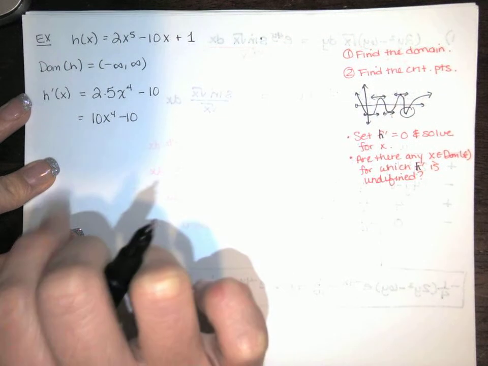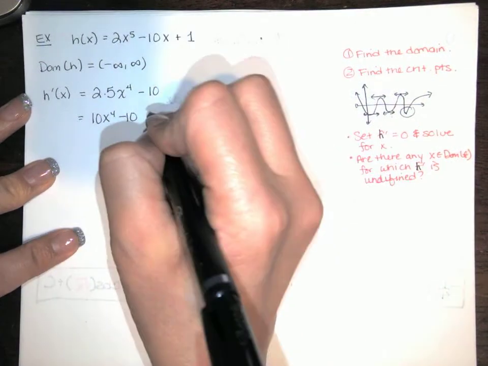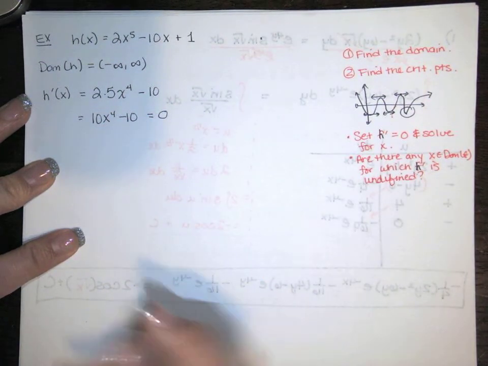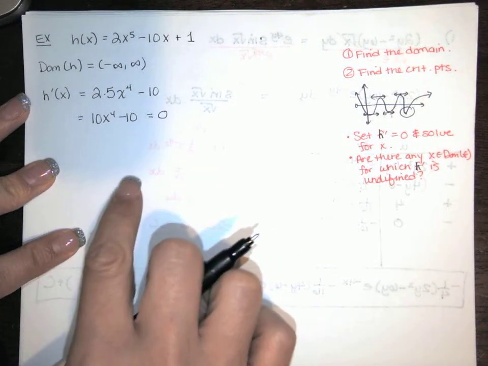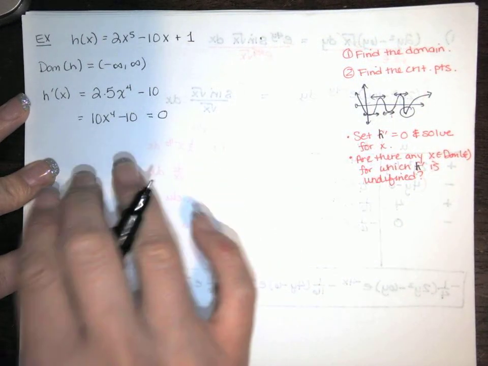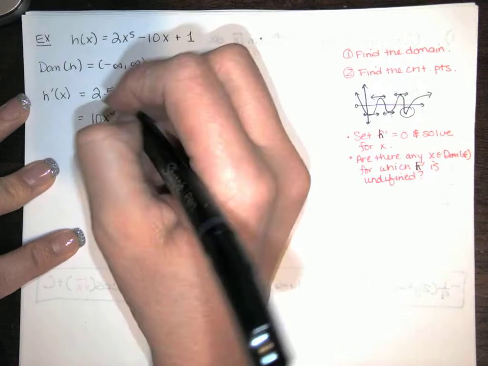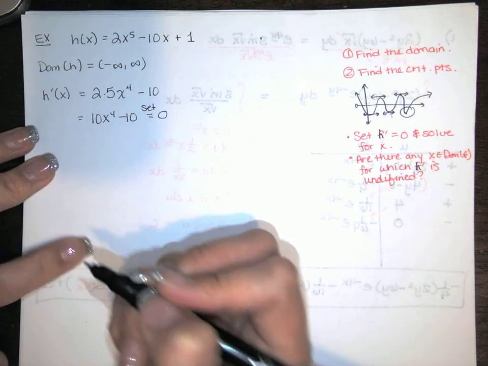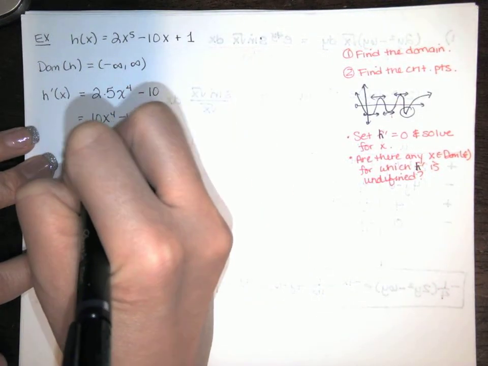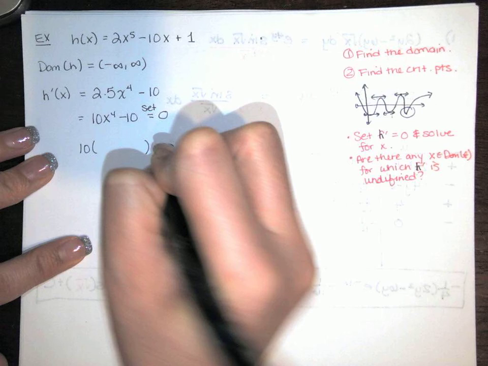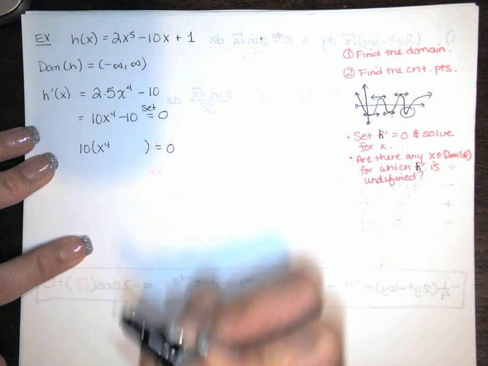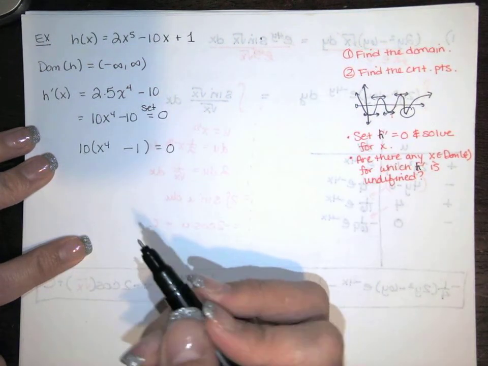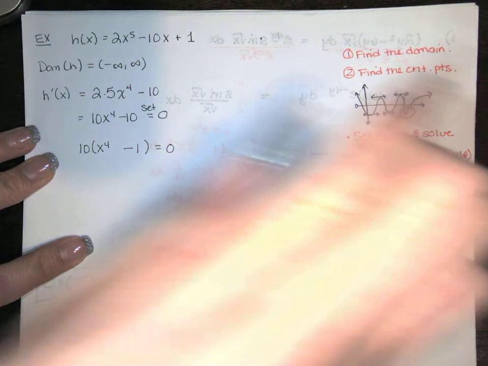Now we could solve this a couple of different ways, but because we're testing intervals, well, we're going to test intervals later, it's helpful to factor it. Rather than solving this a different way, we're going to factor this. So we're setting h prime equal to 0 and solving by factoring. So first I'll factor out the 10. 10 times x to the 4th gives me the 10x to the 4th, and 10 times negative 1 gives me the negative 10. Now this is a difference of squares.